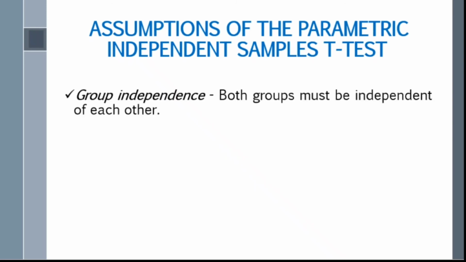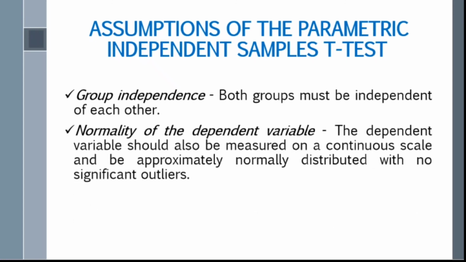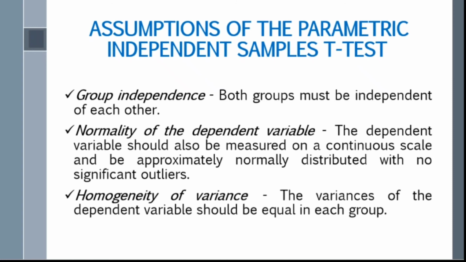Here are the assumptions of the Parametric Independent Samples T-Test. Group independence. Both groups must be independent of each other. Normality of the dependent variable. The dependent variable should also be measured on a continuous scale and be approximately normally distributed with no significant outliers. Homogeneity of variance. The variances of the dependent variable should be equal in each group.